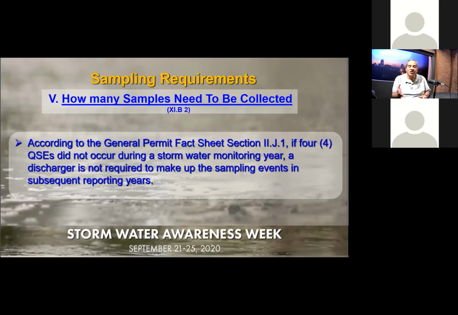So what the fact sheet is saying is, listen, if you didn't get all 4, it's okay if you didn't have a qualified storm event. Now, if you did, you have to explain in your annual report why you sat on your hands and didn't grab your sample, okay? But if you didn't have a qualifying storm event, don't feel obligated to go back and make up for it, okay? But if you did and you blew it and you didn't grab it when you probably should have, then you might consider trying to capture more if you can.